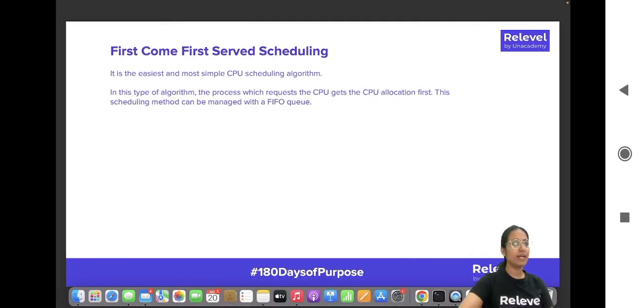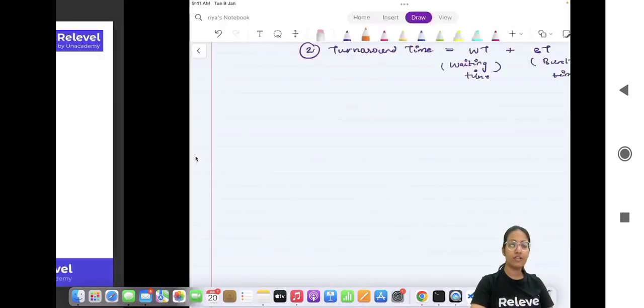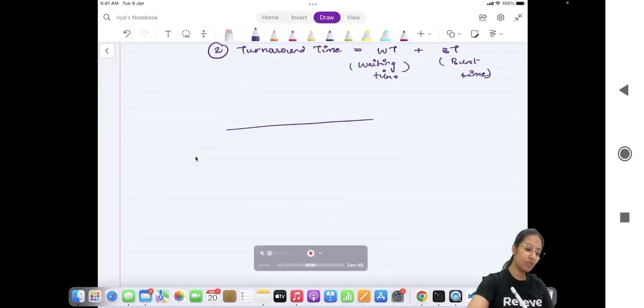Now we can move ahead and start our discussion with our first scheduling algorithm, which is first come, first serve scheduling. So this is actually the easiest and the simplest CPU scheduling algorithm. In this type of algorithm, the process which requests the CPU first basically gets the allocation first as well. And this kind of scheduling is managed with a FIFO queue, that is a first in, first out kind of structure. Do you remember how a real queue works, right?